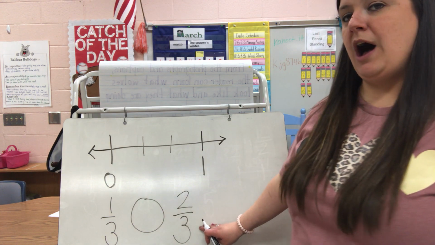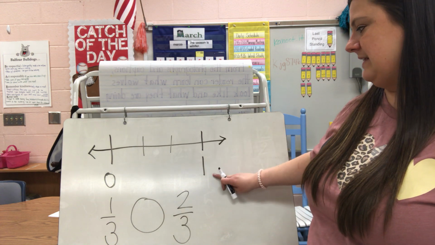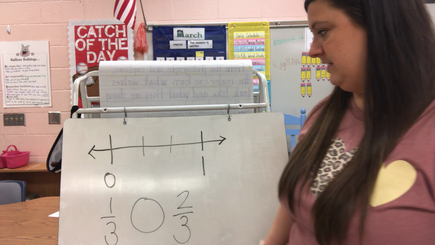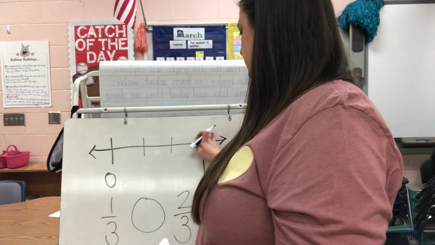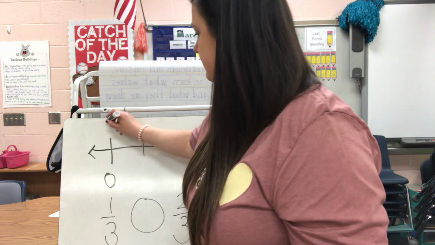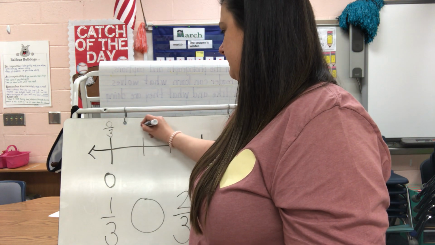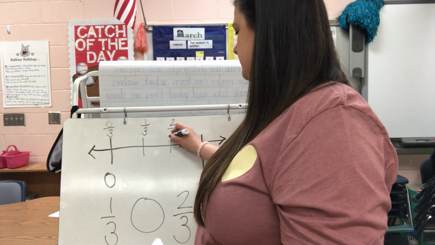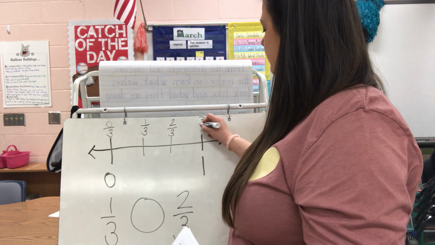All right, so I'm going to need to compare 1/3 to 2/3. So I need to draw my fractions above the number line so I can see them compared to the whole numbers, just like we did in yesterday's lesson. So 0 would be equal to how many thirds? 0 thirds. Then we have 1/3, 2/3, and then 1 whole would be equal to 3/3.